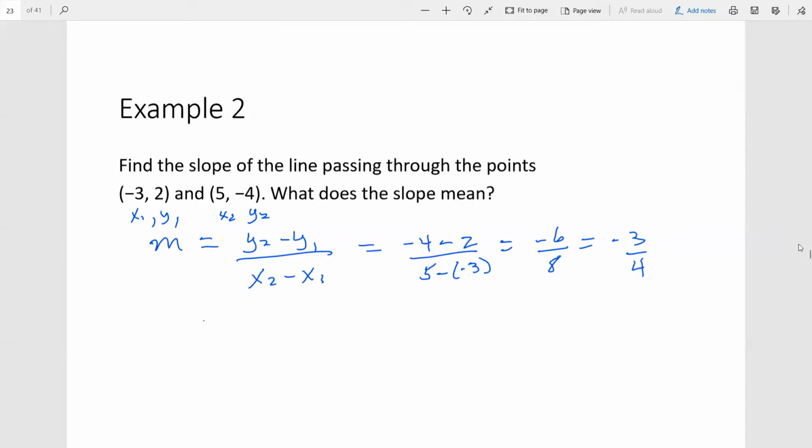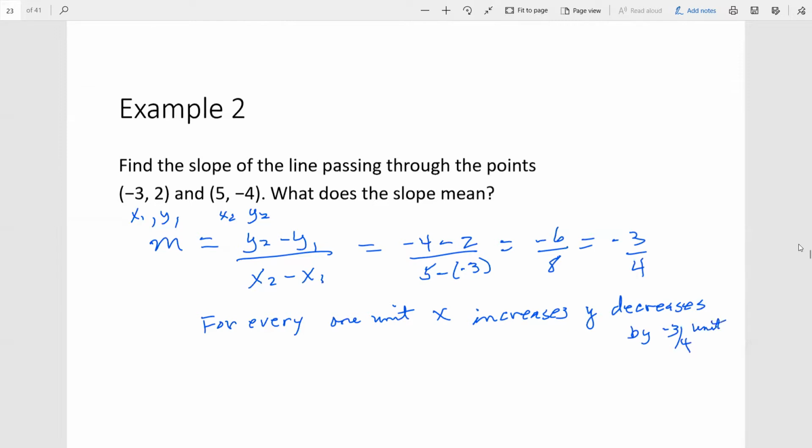So it asks us, what does the slope mean? It means that for every 1 unit x increases, so when the x value goes up 1 unit, y decreases by 3/4 unit. So if you graph this, it's going to be going down.